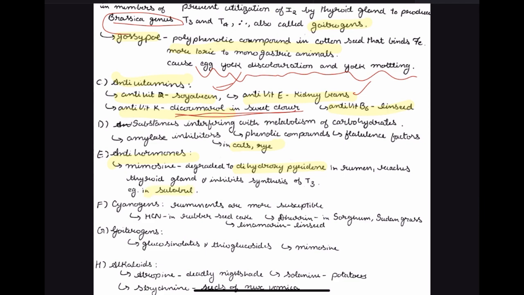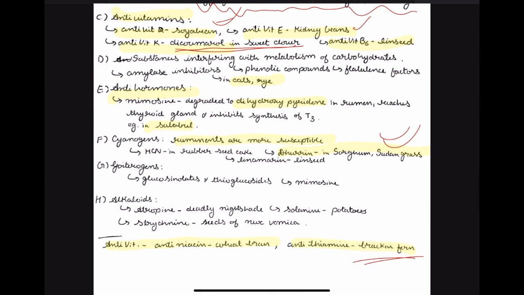Then we have cyanogens. These are the compounds which release the HCN. Okay, and ruminants are more susceptible to cyanogenic plant toxicity. HCN is present in rubber seed cake, linamarin present in linseed, and dhurrin is present in Sudan grass and sorghum. So dhurrin is the most important example of cyanogens.